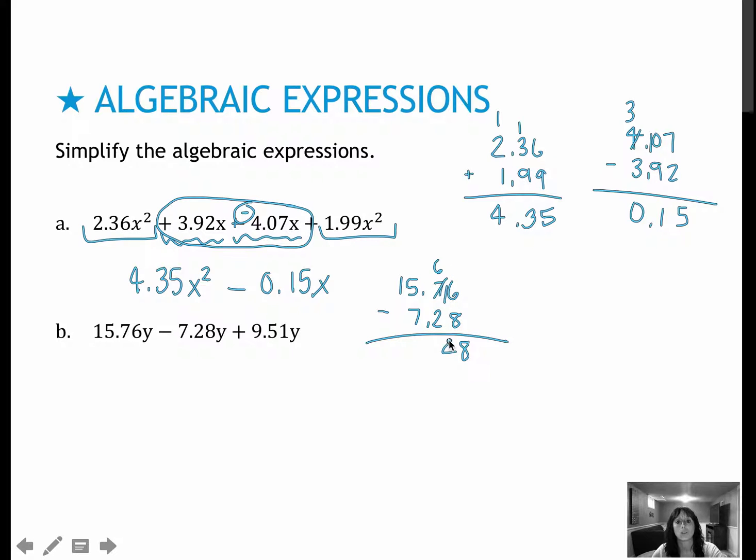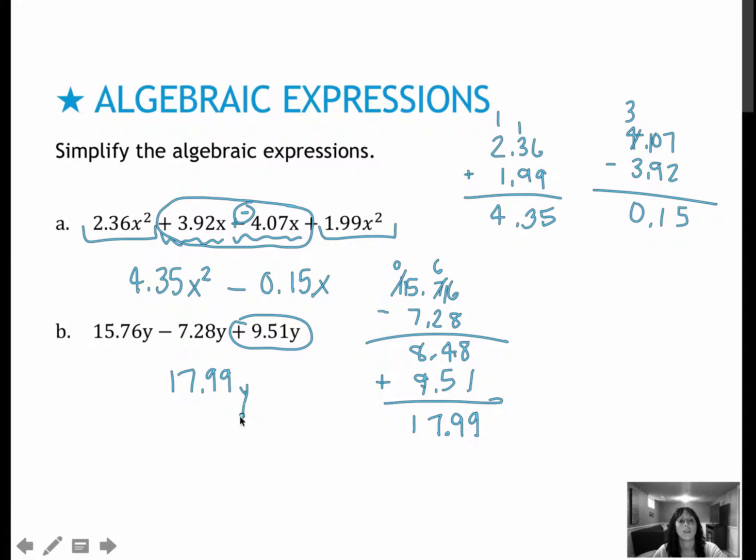6 minus 2 works just fine. 15 minus 7, or if you need to borrow, that works too. 15 minus 7 gives me 8. So that gives me 8.48, but now I have to also add my 9 and 51/100ths. So 8 plus 1 is 9, 4 plus 5 is 9, and 9 plus 8 is 17. So I have 17 and 99/100ths y. That would be my final answer.